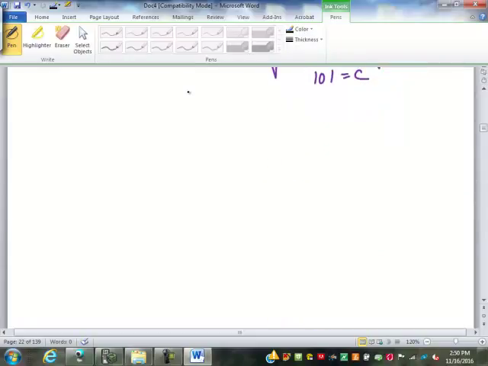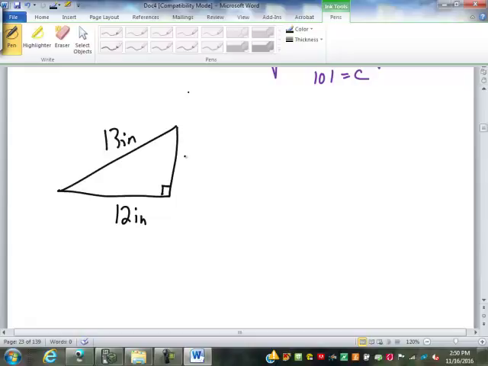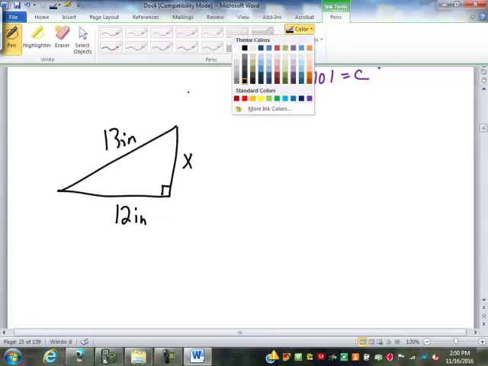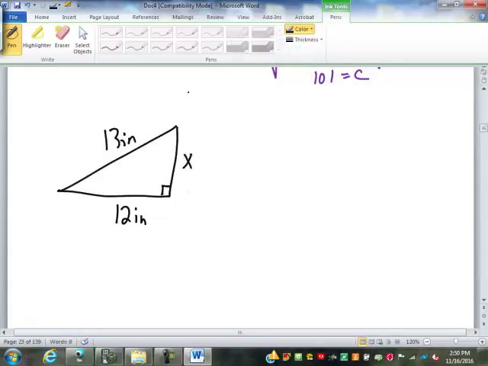Let's change it up just a little bit. Let's say that we are told that this is 12 inches and 13 inches, and we are looking for this side. Now it is one of our legs that's missing. For me, it's always easier if I make the missing leg be side A, just because that's how I think. So let that be side A. So the 12-inch leg will be side B. The hypotenuse is once again side C.